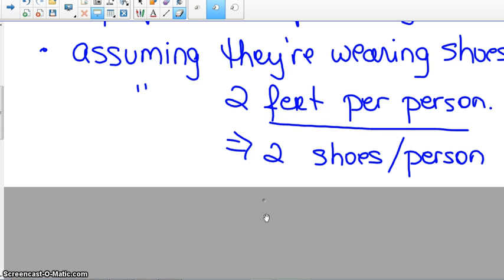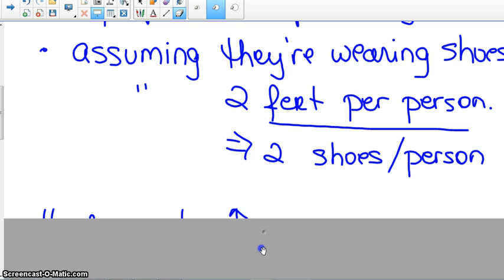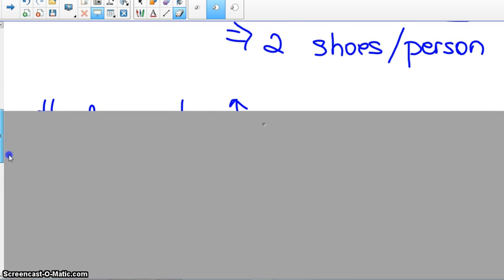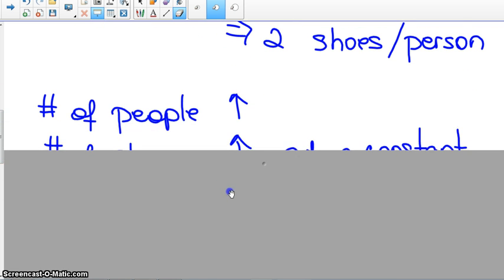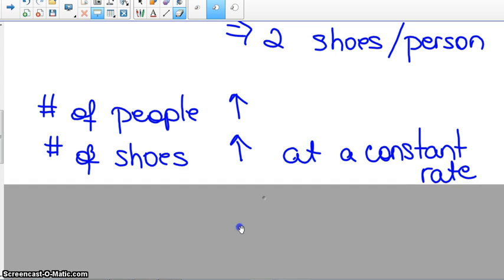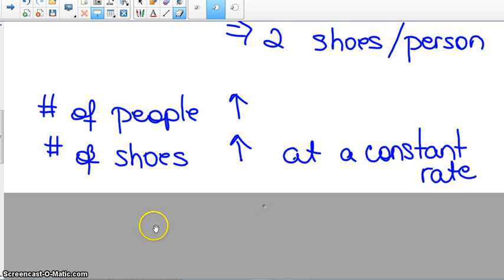So what we're finding out is that as the number of people goes up in the room, the number of shoes goes up in the room at the same rate. Okay, that's the key part. It's going up at the same rate. So as the number of people goes up, the number of shoes goes up at a constant rate.